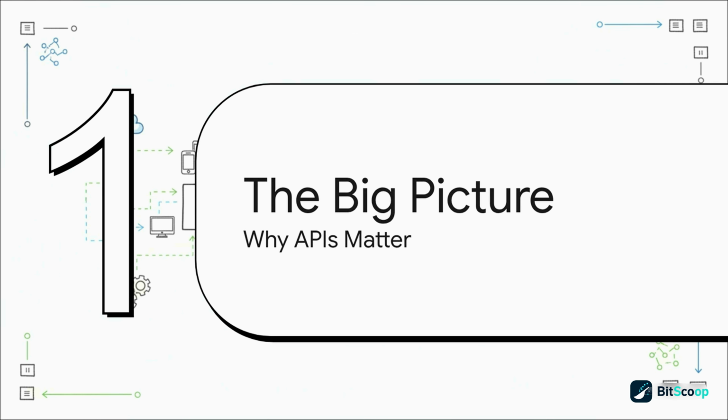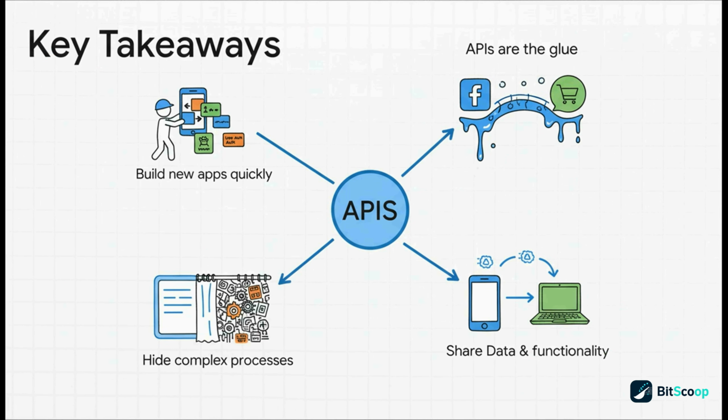All right, so let's zoom back out for the big picture. Why does any of this matter? What makes APIs so incredibly important to our modern digital world? Okay, so here are the key things to remember. First, APIs are basically the glue holding the digital world together. They let all these different applications share data and functionality with each other. And just like our restaurant example, they hide all the crazy complexity behind a nice, simple interface.